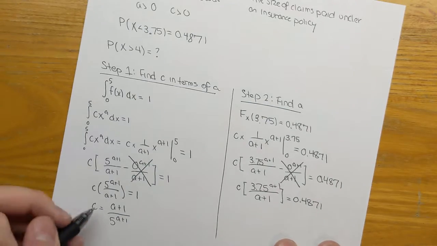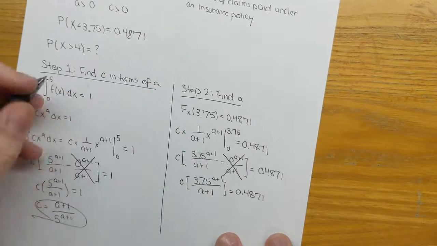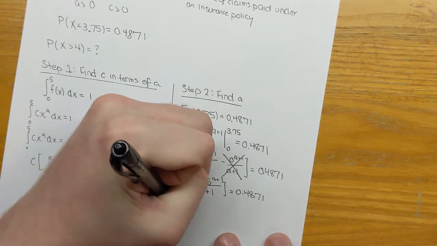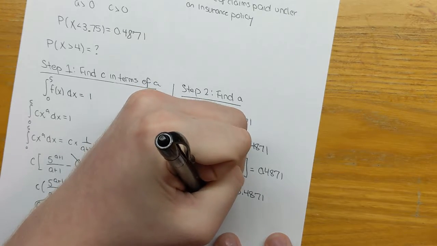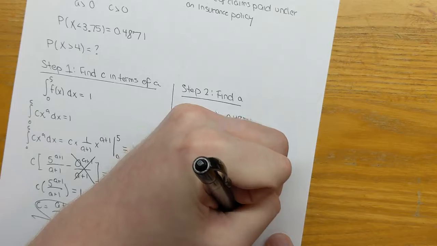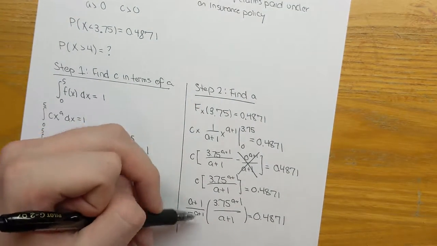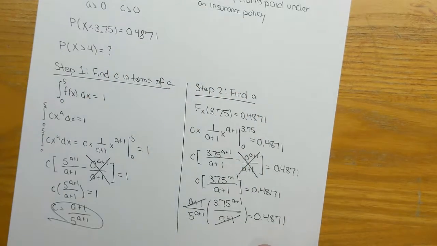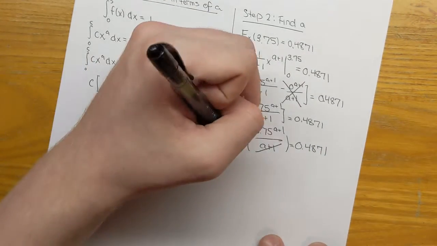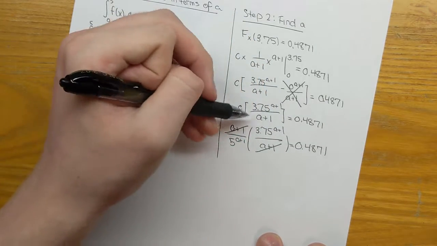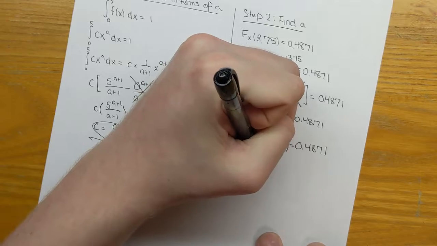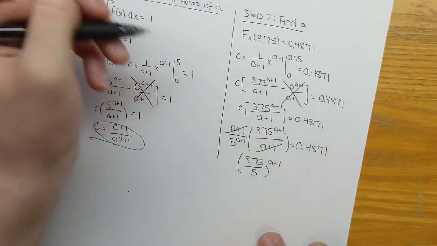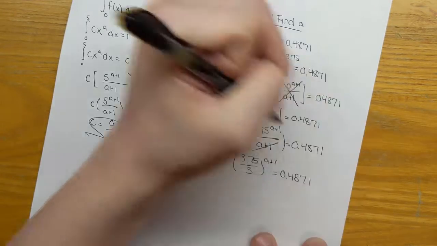Well, we already found c over here. Look right here, we have c. So let's just substitute that into this equation over here. c is equal to a plus 1 over 5 to the a plus 1, times 3.75 to the a plus 1 over a plus 1, is equal to 0.4871. See right here, these terms cancel out because we have a plus 1 in the numerator and a plus 1 in the denominator. And now we're going to put this in the numerator and this in the denominator. Since these exponents are the same, I'm just going to rewrite this as 3.75 over 5 to the a plus 1. We can do that using properties of exponents. Equals 0.4871.